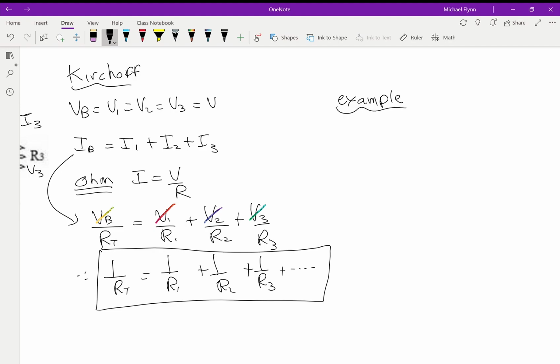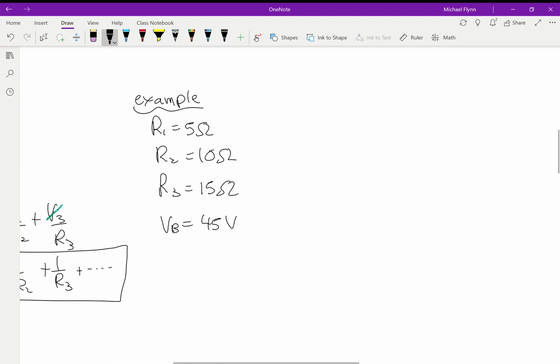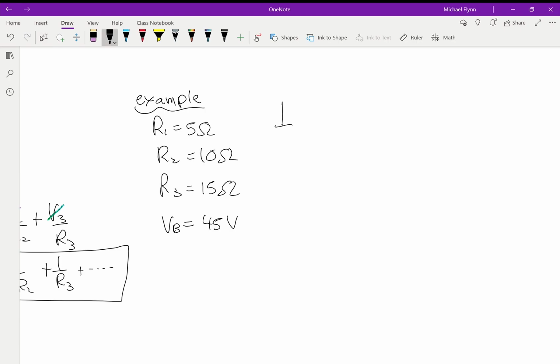Let's say we have a parallel circuit, same as before. Everything's the same. R1 is 5 ohms. R2 is 10 ohms. R3 is 15 ohms. And then let's say the voltage in the battery is set to 45 volts, like I did before. Okay, first, let's find the total resistance. So 1 over RT equals 1 over 5 plus 1 over 10 plus 1 over 15.